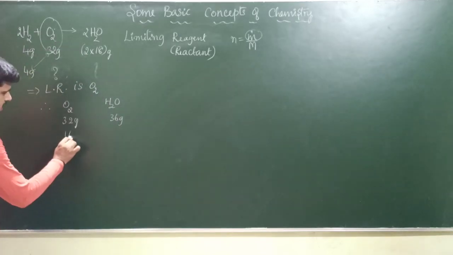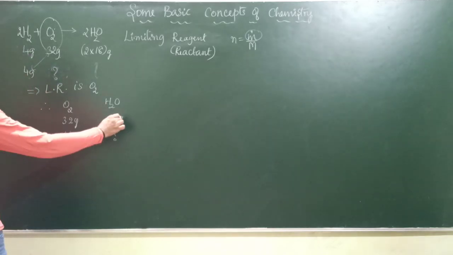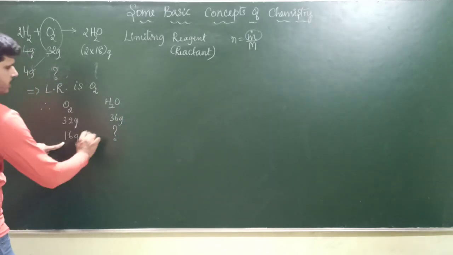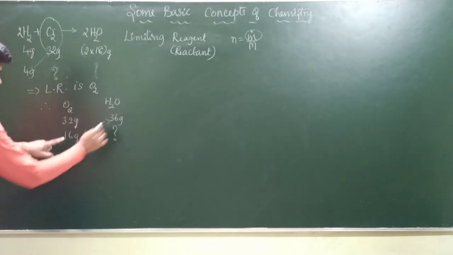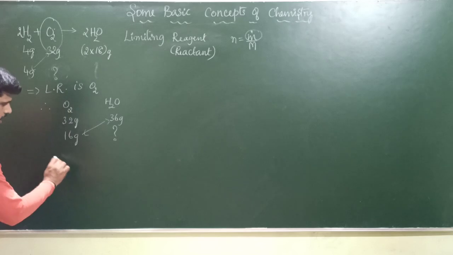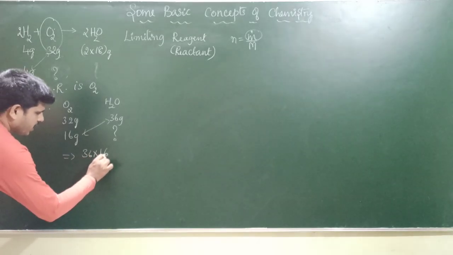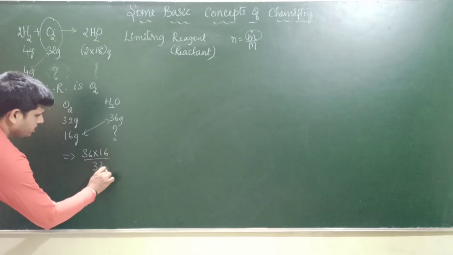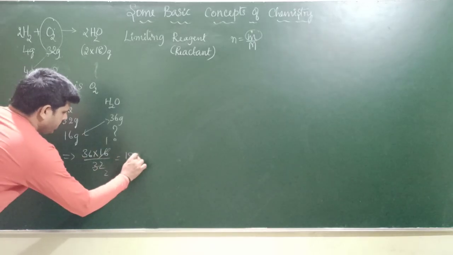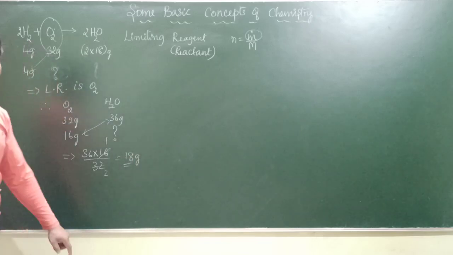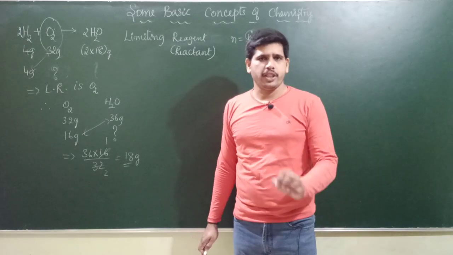Now we are having only 16 gram of it. How much water is formed? So cross multiply. Are you understanding? So 32 gives 36 grams, 16 grams gives how much? So what I'll do, this implies 36 into 16 divided by 32. So 16 ones are 16, 16 twos are 32, it is nothing but 18 grams of water formed. So this is a very, very important type of problem, dear students.